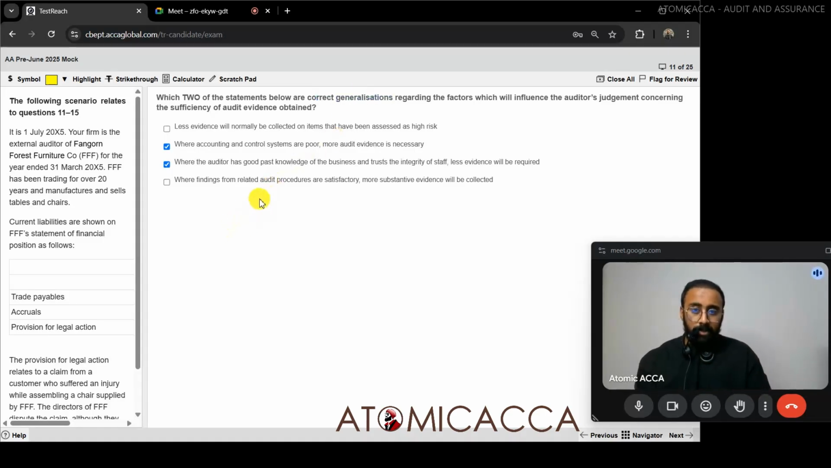Where findings from related audit procedures are satisfactory, more substantive evidence will be collected. If findings from audit procedures are satisfactory, you don't have to collect a lot of evidence, you have to collect less evidence. So option D is out. So options B and C will be the answer.